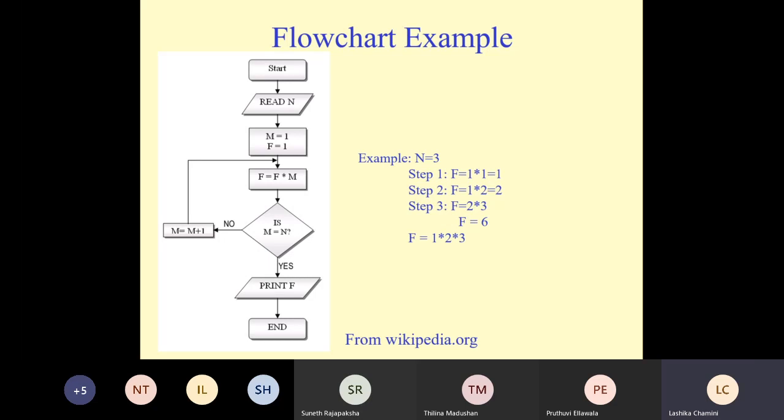Since after the second step, we are increasing the value of m by 1, now we have the value of m equal to 3. So now this condition is satisfied. So we are going with the yes path and print the value of f and then end the program. So now the value of f is equal to 6. So we are going to have 6 as the output. So I think you understand this.